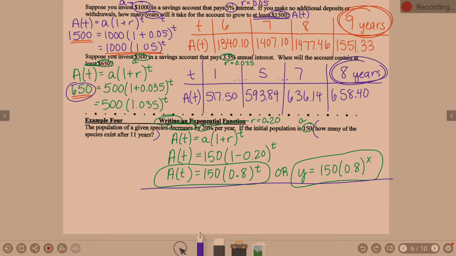How do I answer the question? Plug what in for t? 11. How many of these species exist after 11 years? So at that point, you're putting 11 in for either t or x, depending on which way you want to do this. And so if you want, you can just say it's 150 times 0.8 raised to the 11th, and your calculator is going to do the math for you, right? I got a decimal answer. I think that's right. I did too.